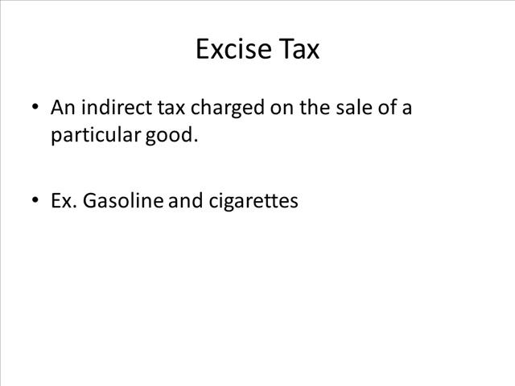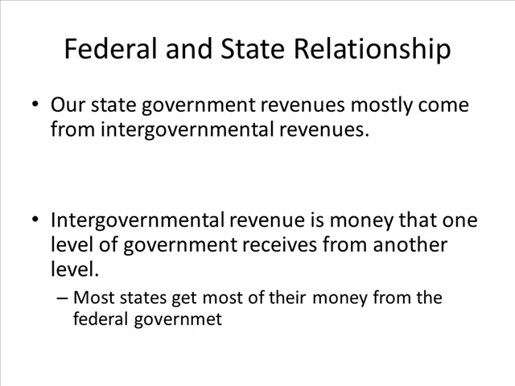Now, the federal and state government work together in federalism, which we've talked about throughout the year. Most of the revenue which our state gets comes from the national government. So the national government feeds our state money. But our states need more money as well. So they do the same thing which the federal government does. They tax the citizens as well.